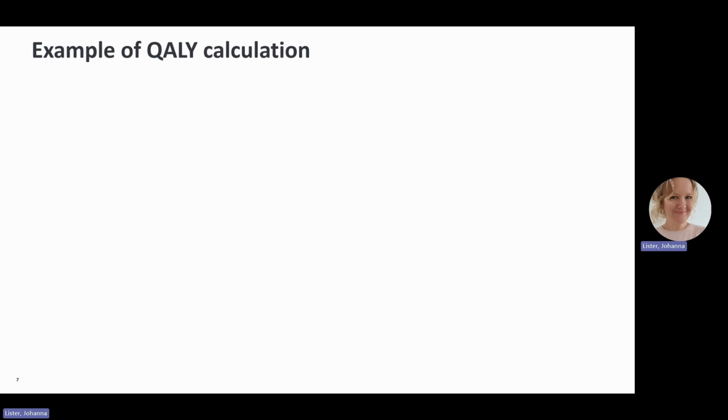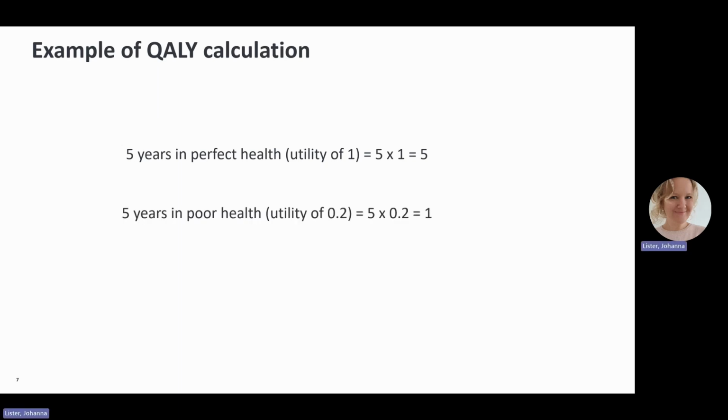Let's take a look at a simple example of a QALY calculation. If you live 5 years in perfect health, that is with the utility of 1, you have accumulated 5 QALYs. If you live 5 years in poor health, let's say with utility of 0.2, in those 5 years, you would have only accumulated 1 QALY. A basic principle in health economics is to consider how much does it cost to produce 1 QALY.